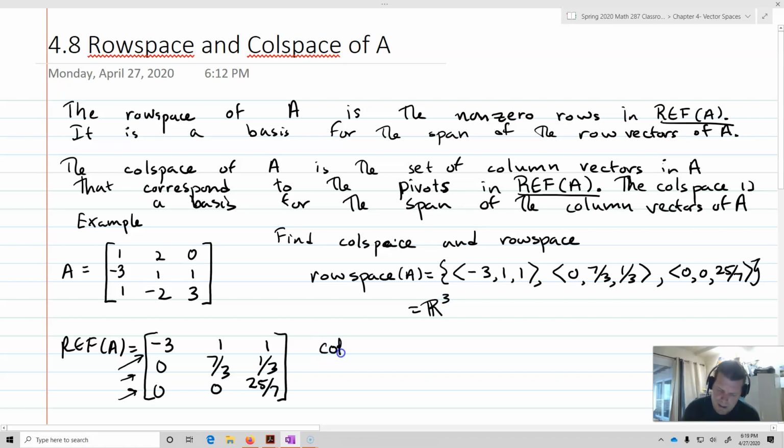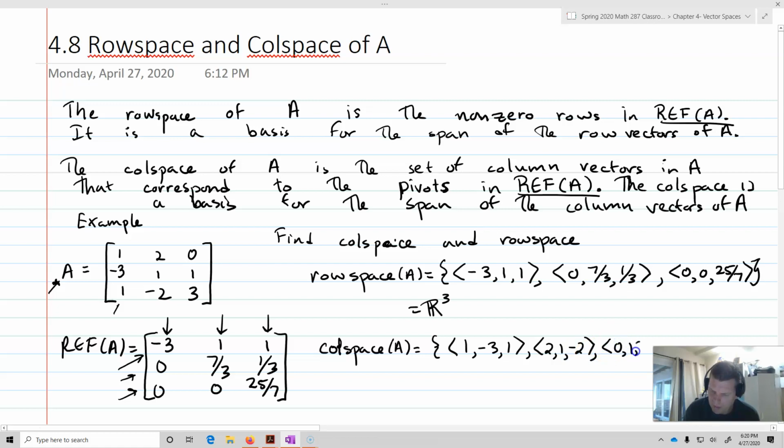Then our column space, the basis generated from our column space is going to be the vectors in A that correspond to the pivots in REF of A. So here's one pivot, here's the second pivot, there's the third pivot. So it's actually going to end up being all three of the column vectors. So that'll be 1, -3, 1, 2, 1, -2, and 0, 1, 3. And that's our column space, which also ends up being R3, because it's got three linearly independent vectors in R3. And that's it. That's all you got to do.